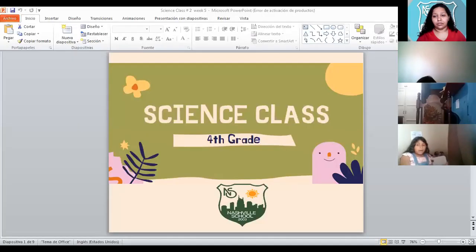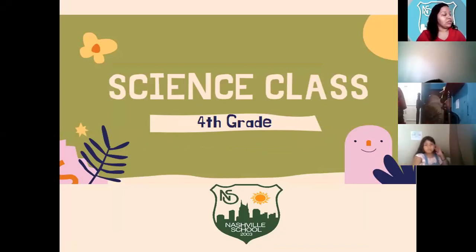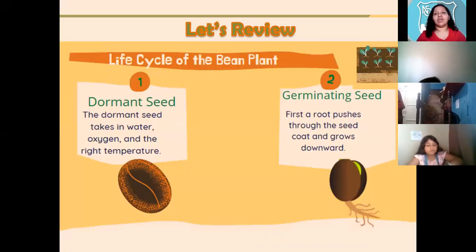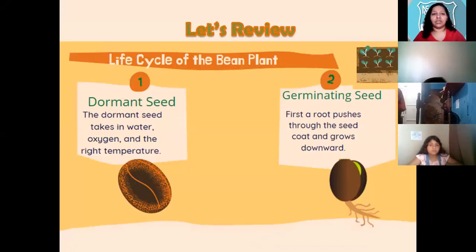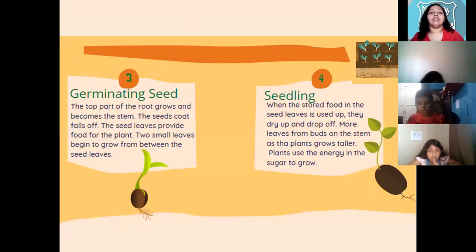Okay. So over there we had science class in fourth grade. As you know, the topic that we have been working on is the life cycle of flowering plants. We are just going to review a little bit of this. So remember that we had the dormant seed, the germinating seed, and the seedling. So you already had that in your notebooks.